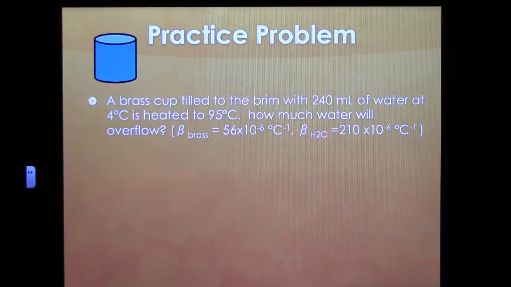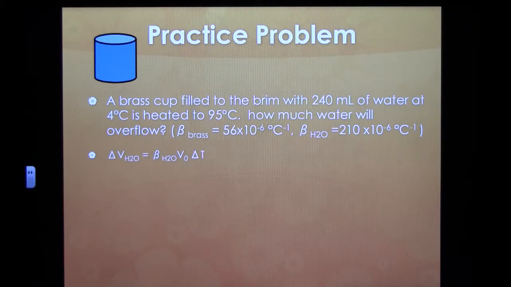Next problem. A brass cup filled to the brim with 240 milliliters of water at 4 degrees Celsius is heated to 95 degrees Celsius. How much water will overflow if the beta for brass is 56 times 10 to the negative 6 degrees Celsius to the minus 1, and the beta for H2O is 210 times 10 to the negative 6 degrees Celsius to the minus 1?